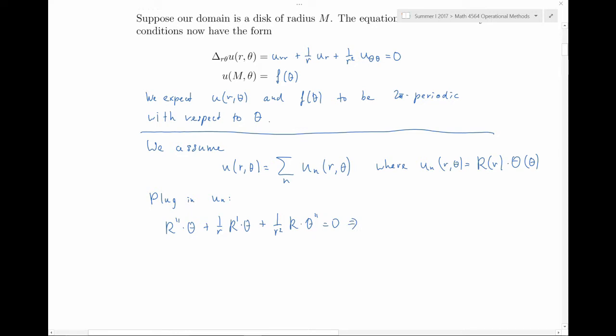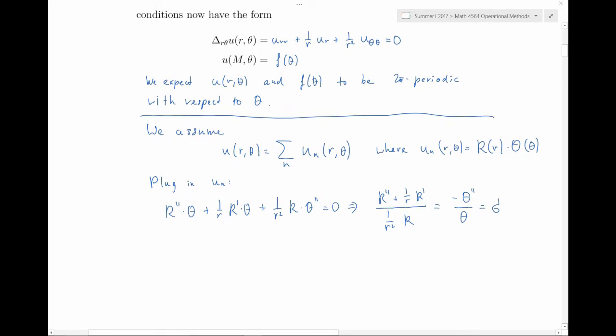Splitting the variables, we get the following fractions: R double prime plus 1 over r R prime, divided by 1 over r squared R, should be equal to minus Theta double prime over Theta. And by looking at this fraction, we'll make a conclusion that these fractions have to be constant. This time we're going to make them equal to some positive sigma. Later on you'll see why I'm making this choice.